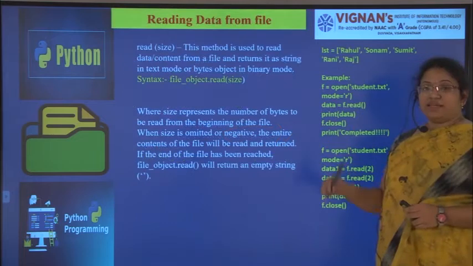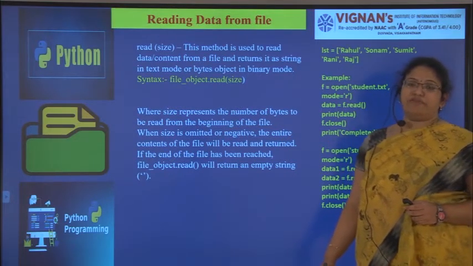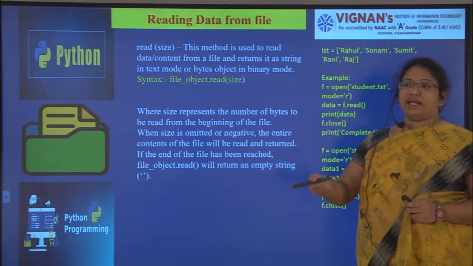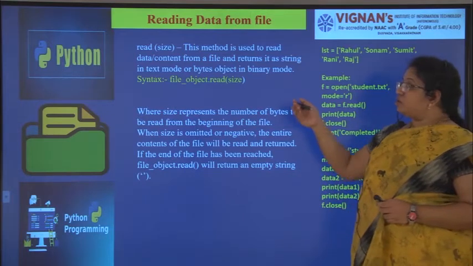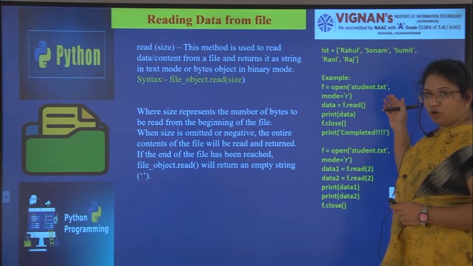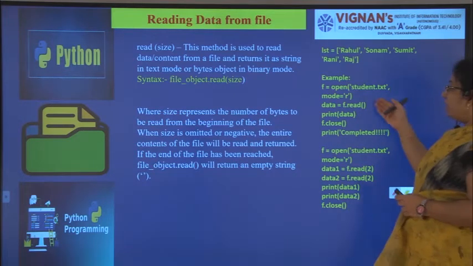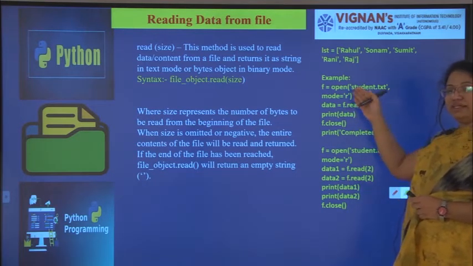Now let us see how we read data from the file. What does reading data from the file mean? You are reading the contents from the file. To do this, first you open the file in read mode, and then use the read method. The read method is going to read the contents from the file.